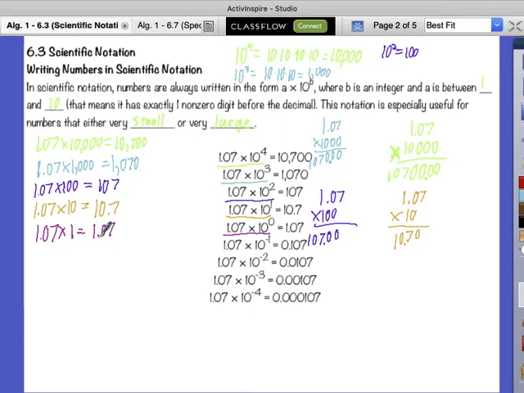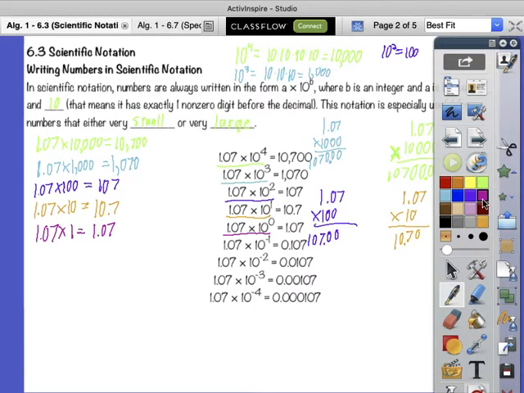It stays the same. Now, let's experiment with what we think might happen when we have a negative exponent. You move it the other direction? I like the hypothesis, let's try it out.